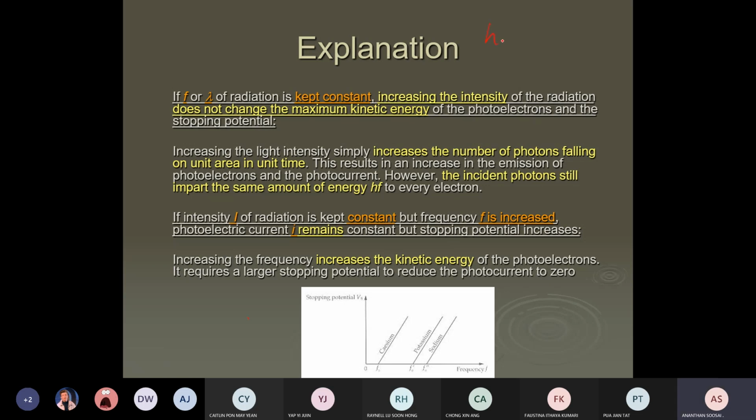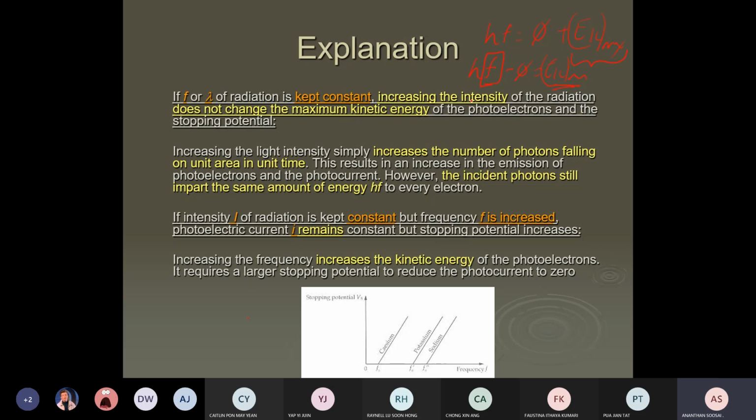So from what formula? hf equals work function plus EK max. EK max is actually hf minus the work function, right? So kinetic energy is only affected by what? It's only affected by the frequency. It's not affected by intensity. Intensity doesn't affect the kinetic energy.